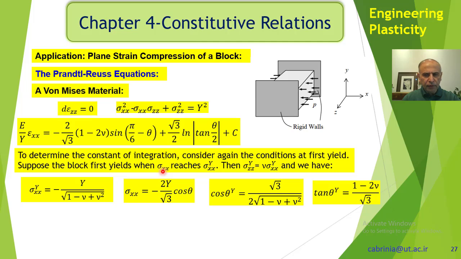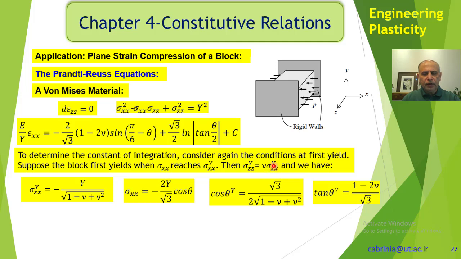Then sigma xx, because we are pushing that way, reaches sigma xxy, okay, reaches the yield strength. When the stress reaches the yield strength, then yielding occurs. Okay.